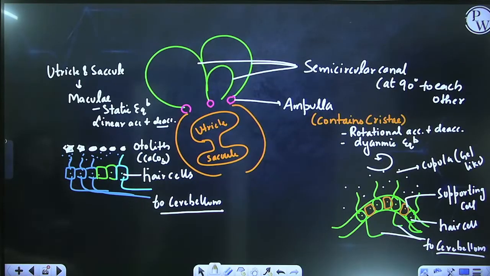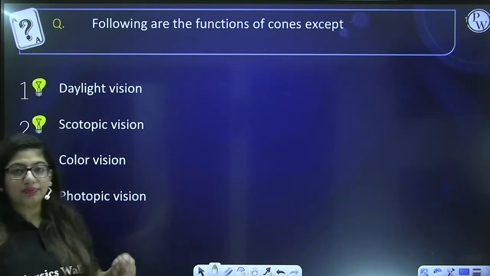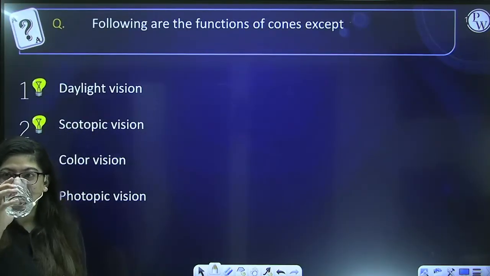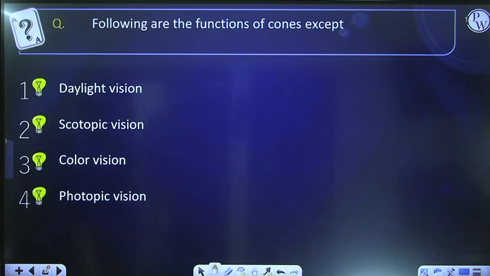All right, guys. Now it's time for some brainstorming questions. The following are the functions of cones except: daylight vision, scotopic vision, color vision, photopic vision.